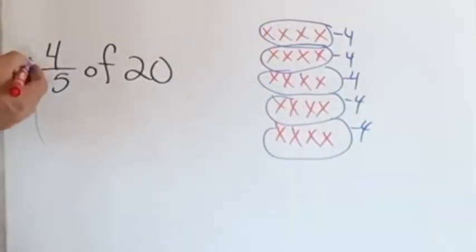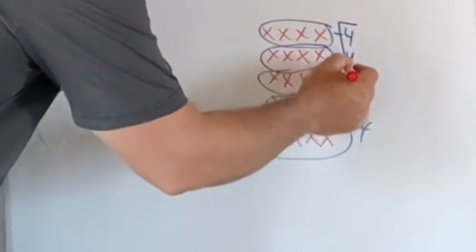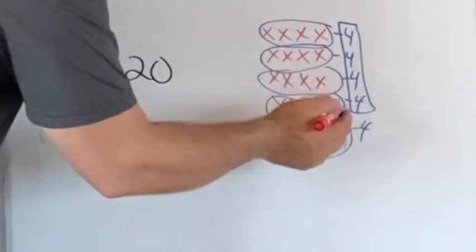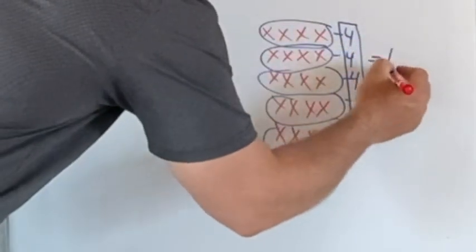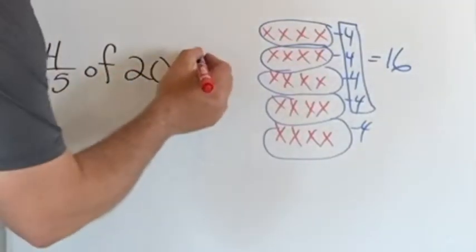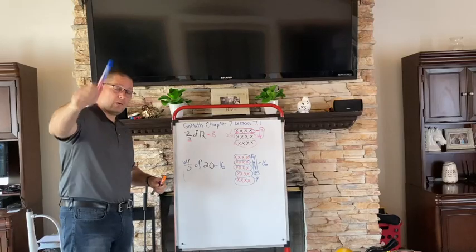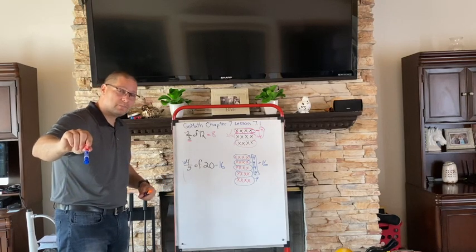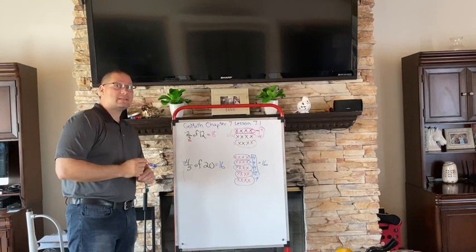So now I go back to my numerator and I only want 4 of those groups. So I want these 4. 1, 2, 3, 4. 4 times 4 is, you got it, 16. So 4/5 of 20 is 16. Excellent job. I want you to do the next problem. And when you're done with that problem, come back and check with me and see how it went.